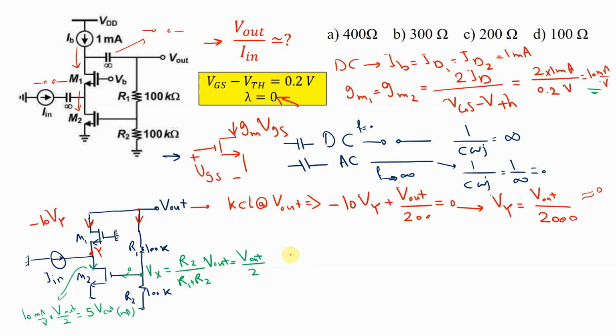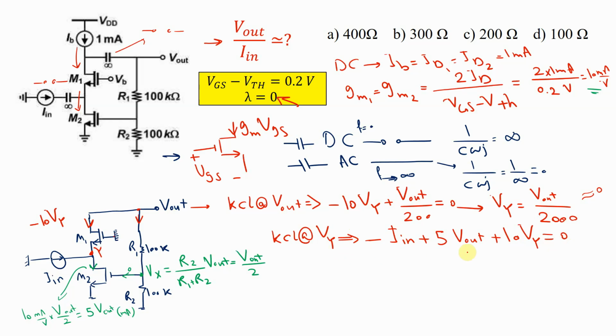Now, the last thing we're gonna do is use KCL at this node, because we look for the relationship between Vout divided by I in. So KCL at Vy. This is the last thing that we need. So I in is coming in, so minus I in. This one, 5 Vout, is coming out, plus 5 Vout. And this current, minus 10 Vy, is coming in actually, so minus minus 10 Vy, which is plus 10 Vy, equals 0. This is the KCL for this node.